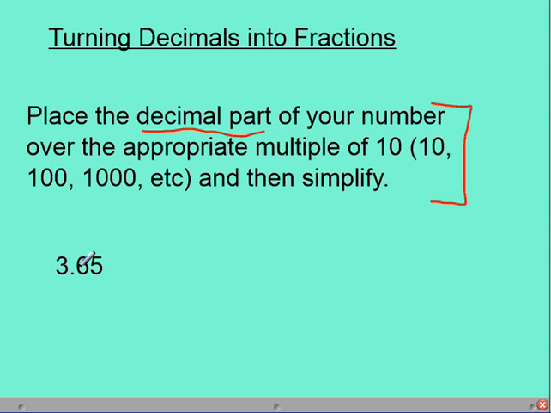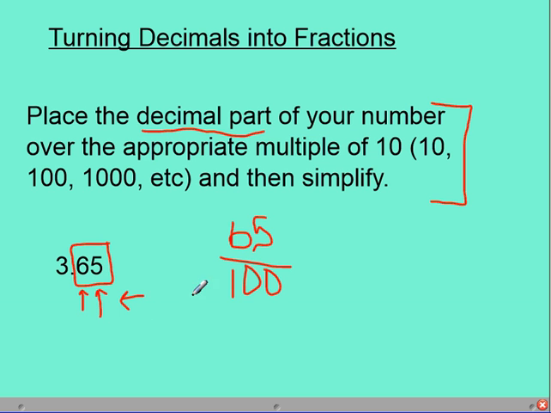So if I have 3.65, the decimal part of my number is 0.65. I'm going to put that as a fraction, and that's going to become my numerator. Now, when I'm choosing the appropriate multiple of 10, I look at my place values. 6 is in the tenths place, and 5 is in the hundredths place. I know then that 65 is going to be over 100. I use the farthest place value that exists in my decimal part.